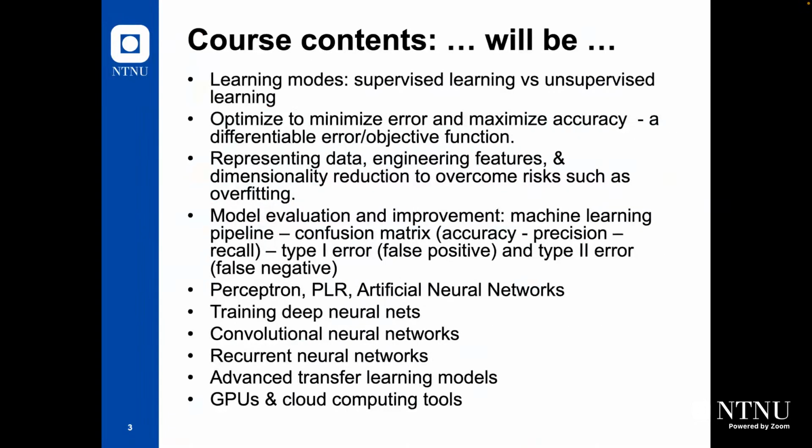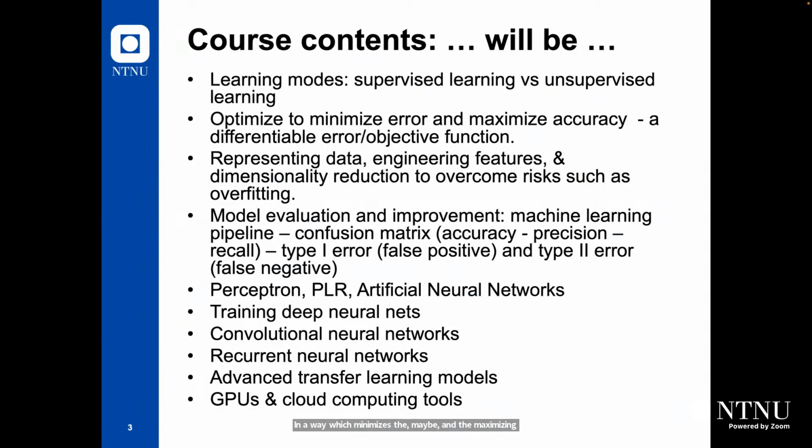Yes, so the course content. We will start by learning modes, for example, and in these learning modes, we need to understand the difference between supervised learning and unsupervised learning. We need to optimize to minimize error and maximize accuracy. I mean, when we are training our model, we select an optimizer, and this optimizer will try to adjust the model weights in a way which minimizes the prediction error and maximizes the accuracy.